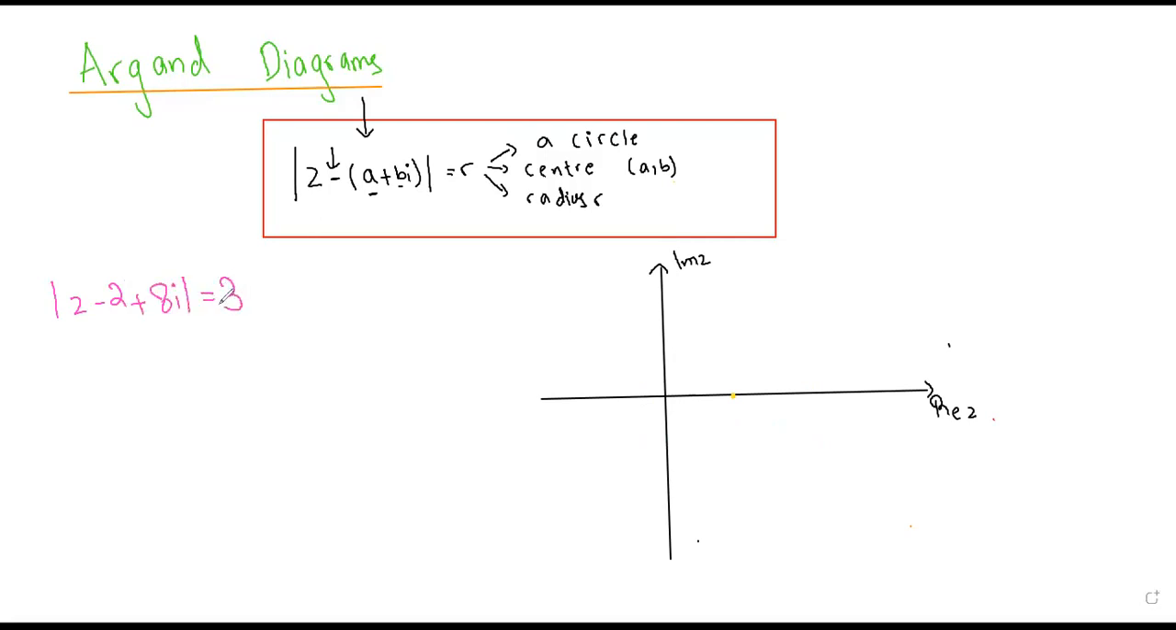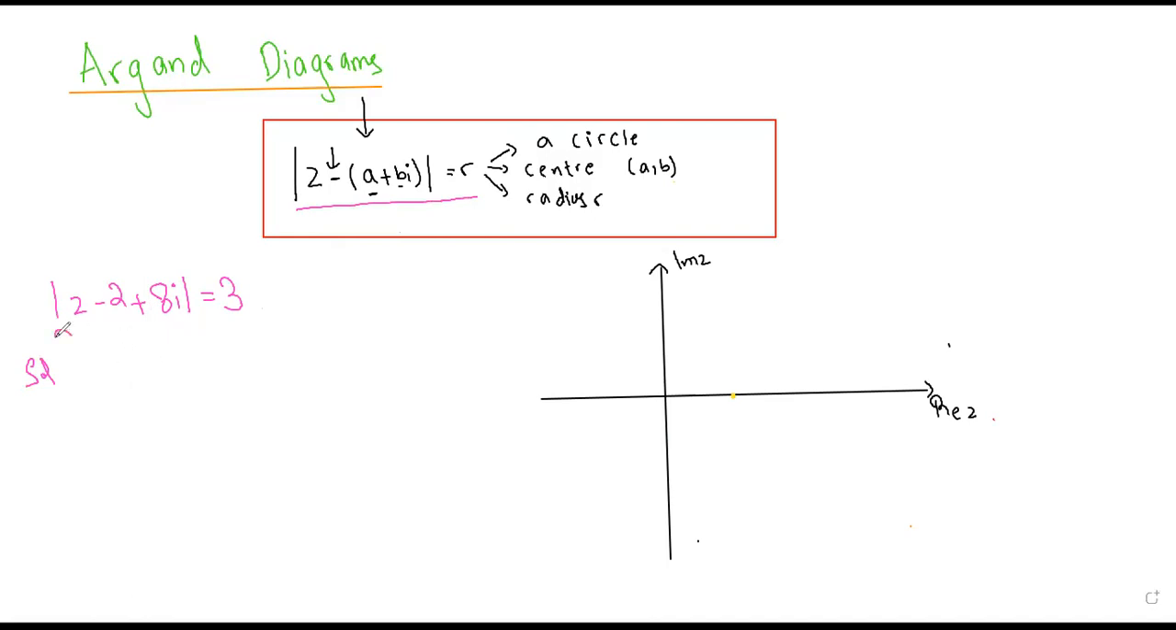This is the question. Now I want you to plot this. The center is negative 2 and 8? Wait a second. The center is 2 and 8 because the minus is a part of that. Yes, but think about it. You're close, but think. Okay, listen to me. Let's do this example together. Now, this should be in your mind every time.